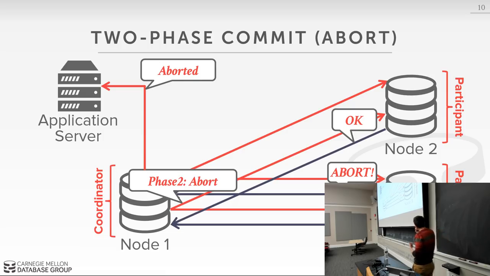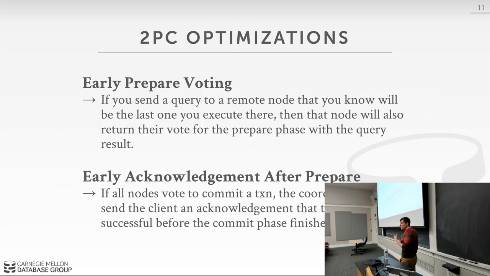All right. So this is multiple round trips in order to commit a transaction, but we have to do this because we need to make sure that everyone agrees this is the right thing to do before we're allowed to go ahead and do it. There are some optimizations where you can send back an acknowledgement to the application server or start these voting phases in two-phase commit earlier than when we actually say commit. So two-phase commit is old.